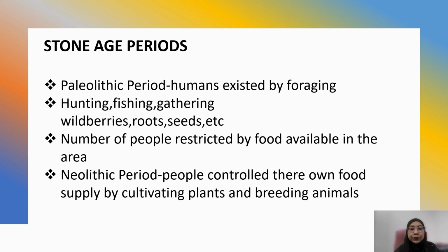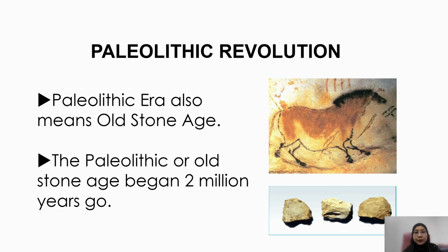During the Neolithic period, people controlled their own food supply by cultivating plants and breeding animals. When they shifted to the Neolithic phase, food was available because they cultivated their own crops and also bred their own animals. The Paleolithic era, also known as the Old Stone Age, began 2 million years ago. During that time, they used big stones for doing anything.